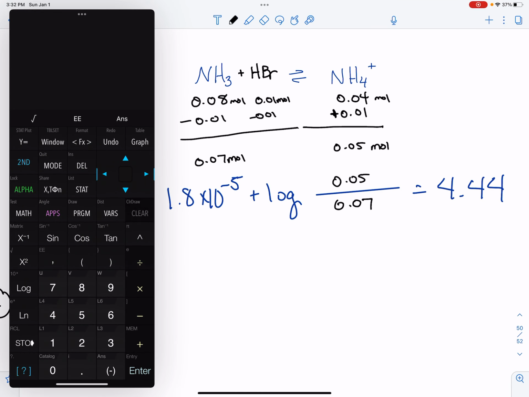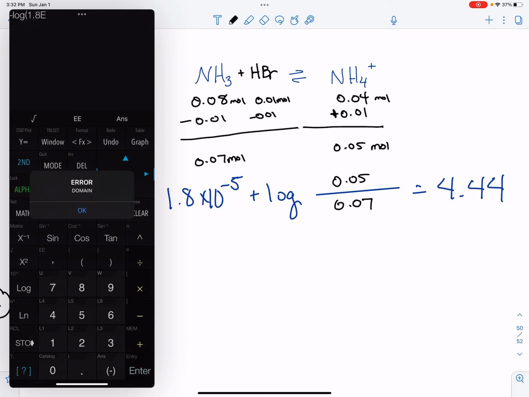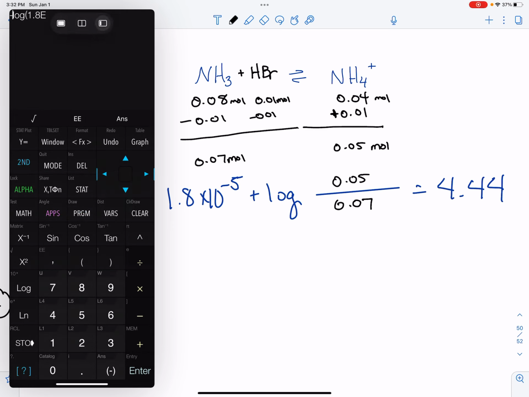negative log of 1.8 e to the minus fifth, plus the log of 0.05 divided by 0.07 is going to give me, instead of the 4.44, which is what it was, 4.59, basically 4.60. Now, I just want to point out something.